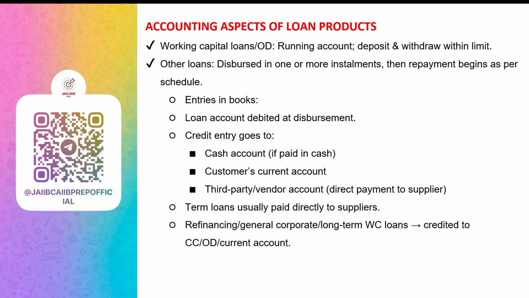Accounting aspect of loan products. So when a bank gives a loan, it follows double entry bookkeeping. Every debit must have a matching credit. So the types of loan accounts include working capital, OD, and then there are other loans. For working capital, these are running accounts where the borrower can deposit and withdraw money multiple times as long as they don't go over the approved limit. The limit is based on the sanctioned amount or the drawing power.